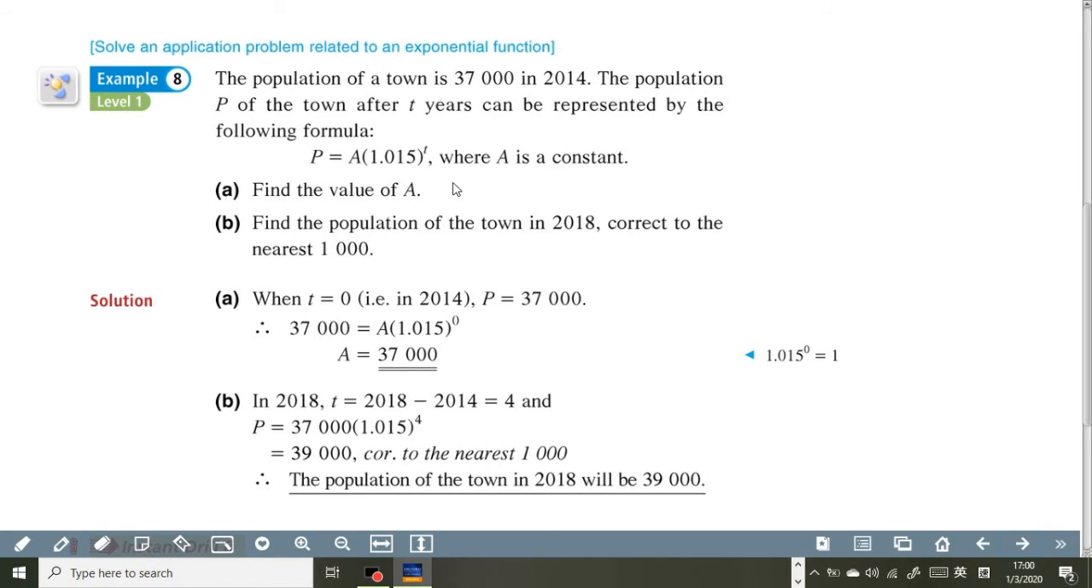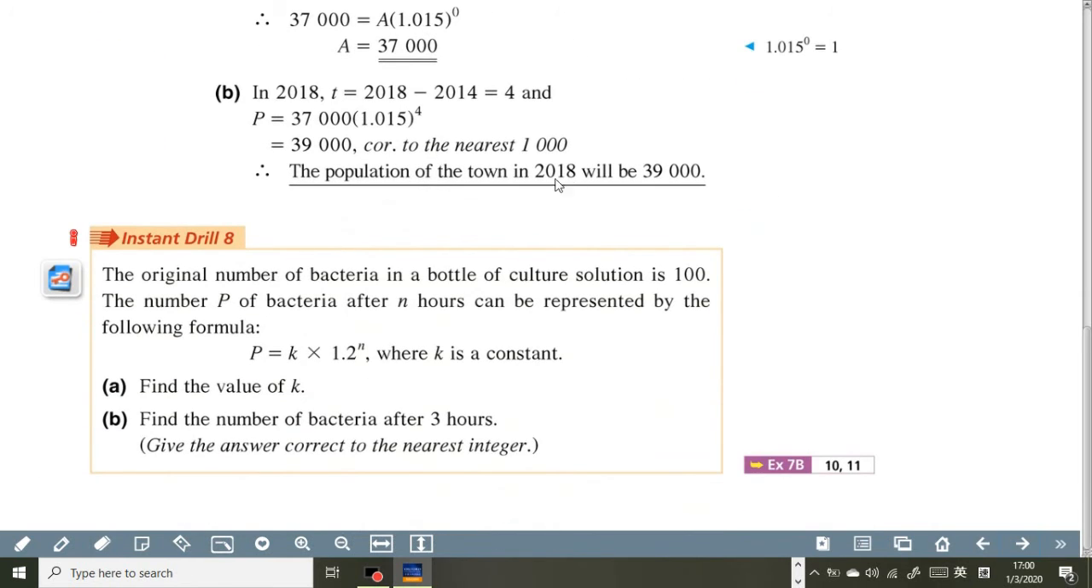So in this kind of problem, you must first put t equal to something and p equal to something to find the constant here. Let's look at this. The original number of bacteria in a bottle of culture solution is 100. The number of bacteria after n hours can be represented by this, another exponential function with a constant k and the index n. And you know that n represents the number of hours.